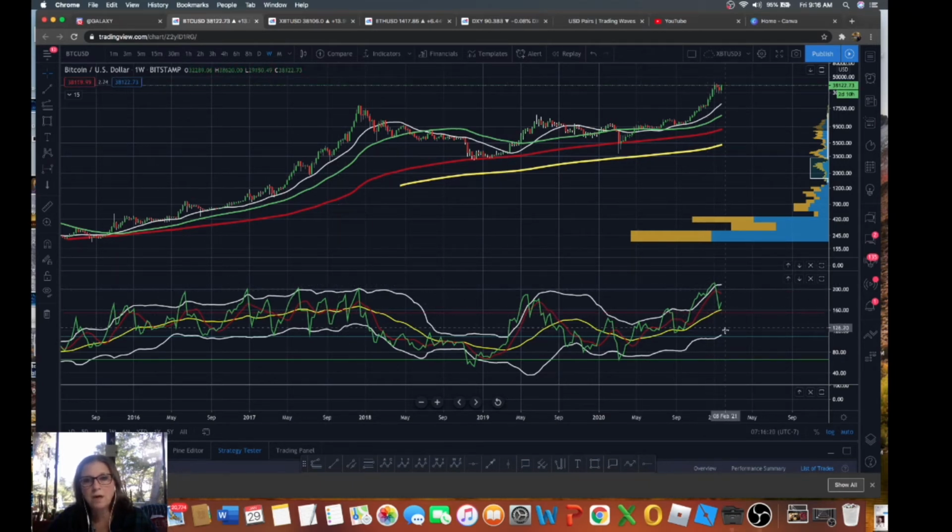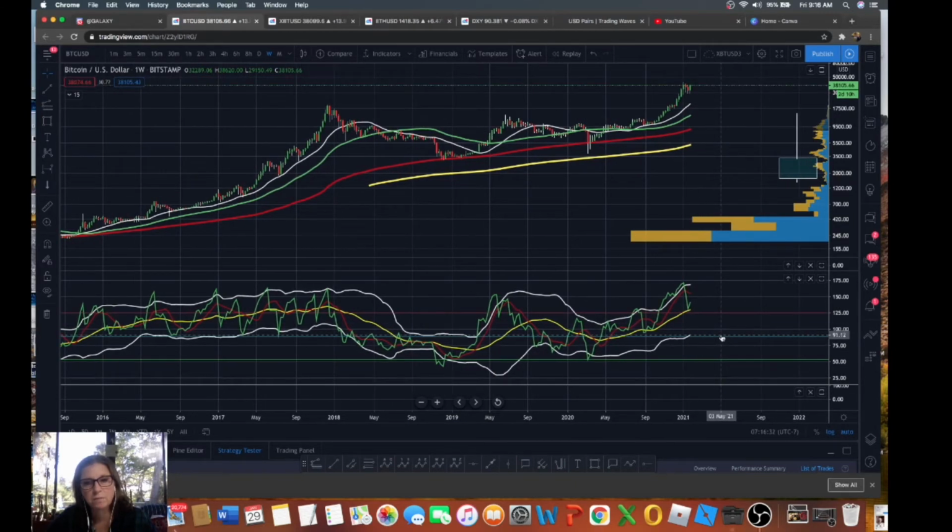So if we correct down more, as you can see, the band is there at the 50. We need to hold that 50 line. That's what I want to see happen.